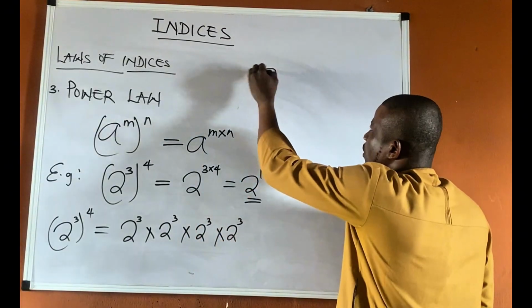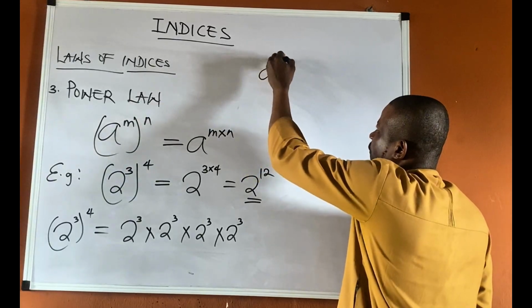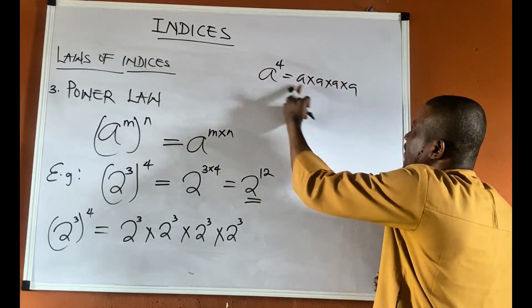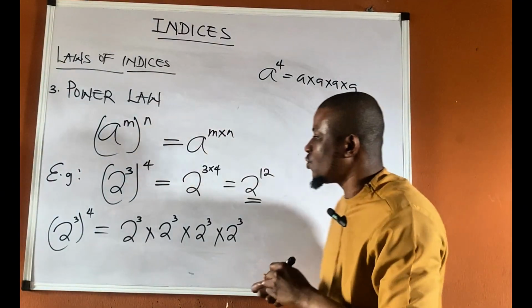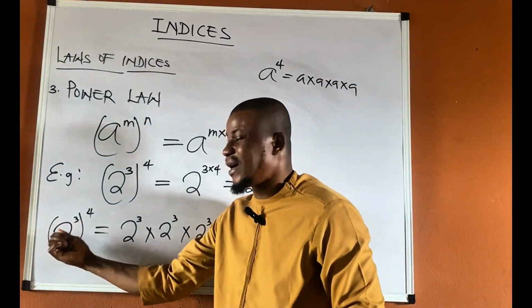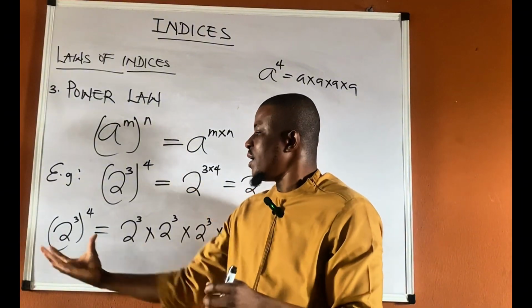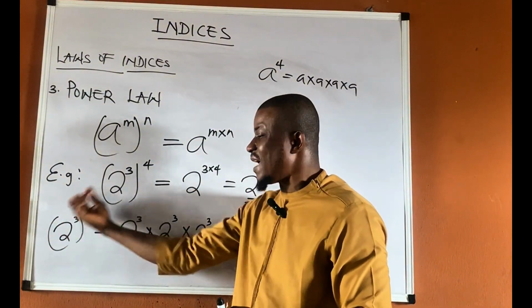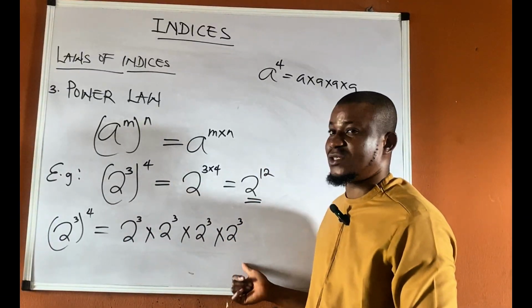Remember, when you have a given number, say a to the power of 4, this is a times a times a times a, a multiplied by itself 4 times. So let's look at this 2 to power 3 as a single number. Let's say it is raised to the power of 4. It is this number multiplying itself 4 times, which we've just written out here.